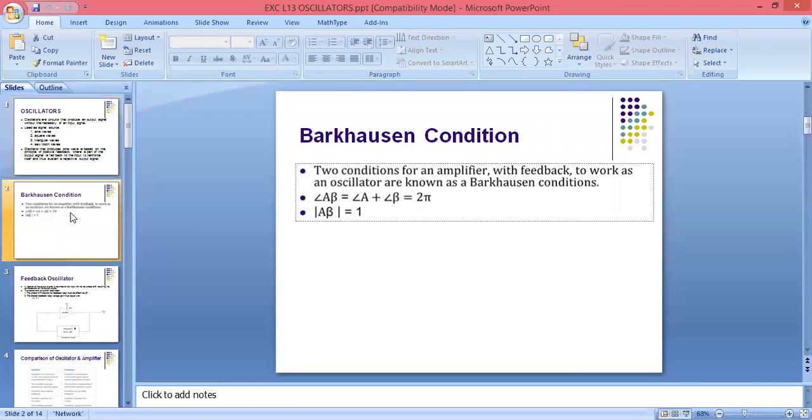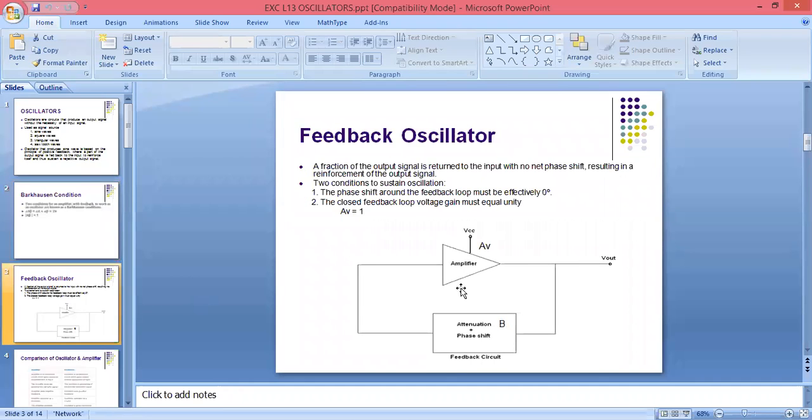Then we have seen if we have to use feedback amplifier as a oscillator, we have to follow Barkhausen criteria, in which loop gain will be 1 and the loop phase shift will be 360 degree. This is nothing but 2 pi or a 0 degree. Then we have seen about the feedback oscillator, in which amplifier will give 180-degree phase shift and that feedback network will give 180-degree phase shift. So here we will get sustained oscillation, in which Barkhausen criteria will get satisfied.